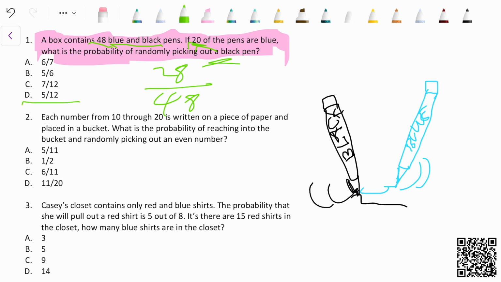But we don't have just 28 out of 48 in the answer choices in these problems. So we need to find a way to simplify it so that we can actually choose an answer choice. 28 and 48 are both divisible by 4. So top and bottom divided by 4 would equal 7 out of 12. So the correct answer is C.